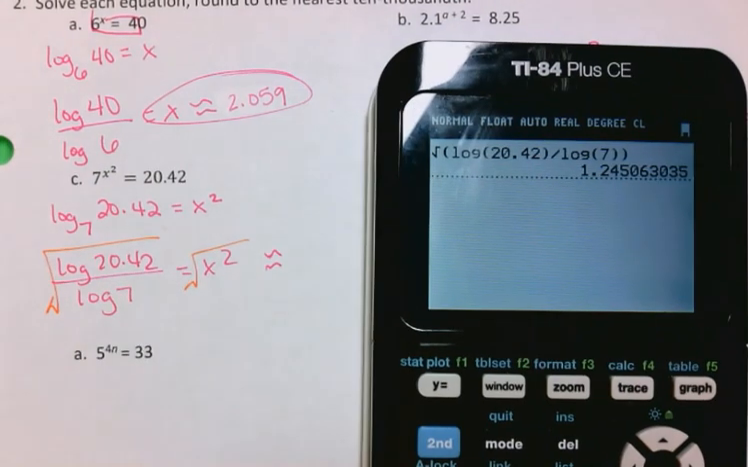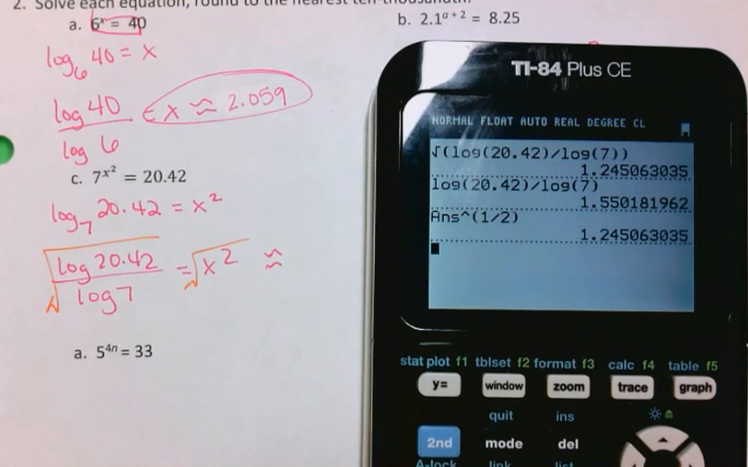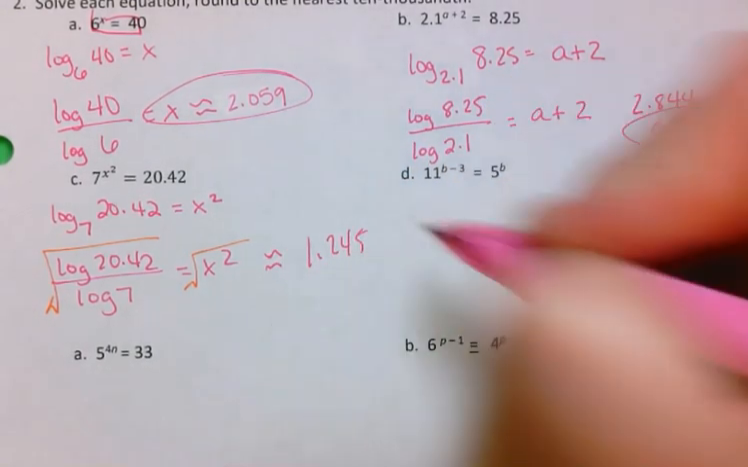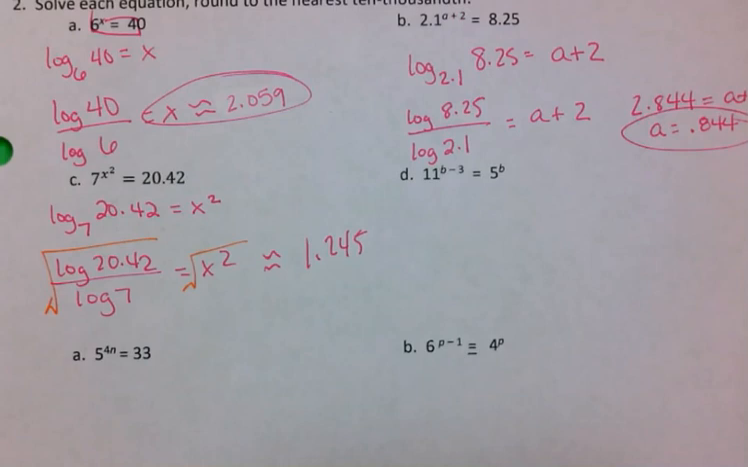Or I would do log of 20.42 divided by log of 7, and then just take the square root of that by doing the exponent of 1/2. And I should get the same answer, which I did, which means I typed it correctly. So this is approximately 1.245.